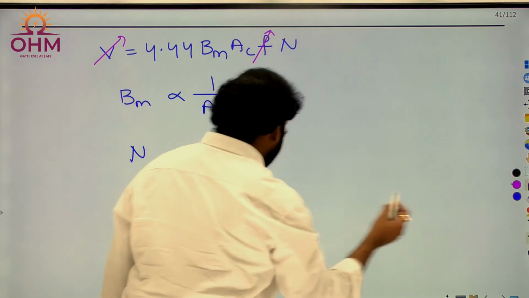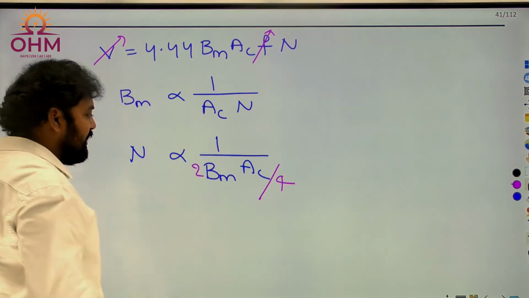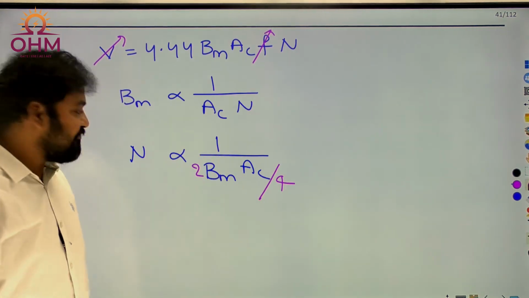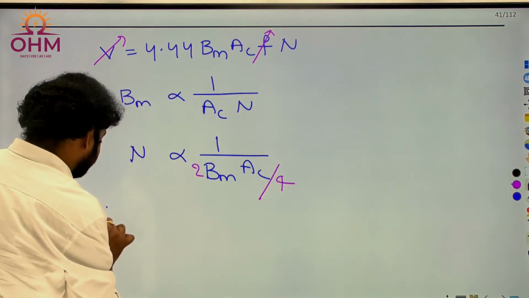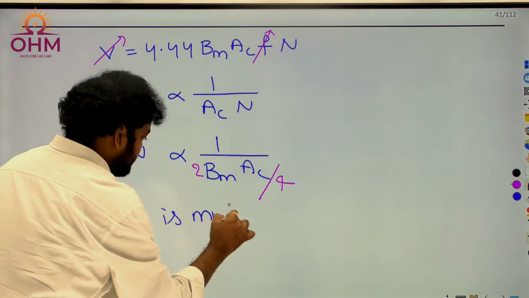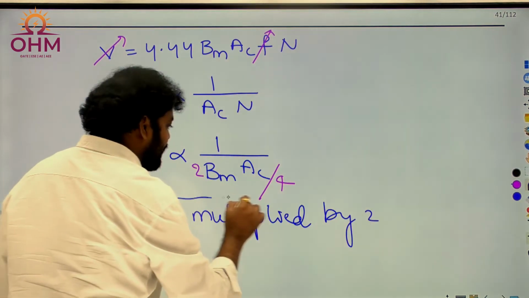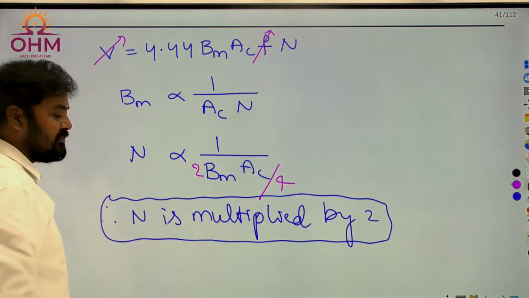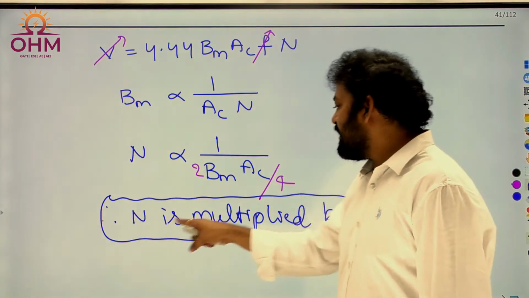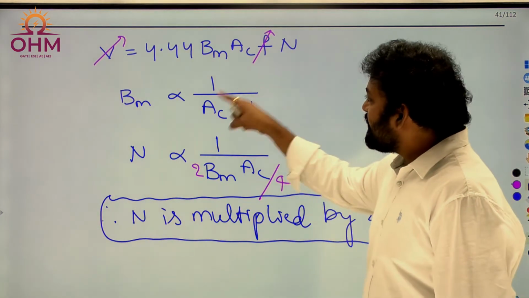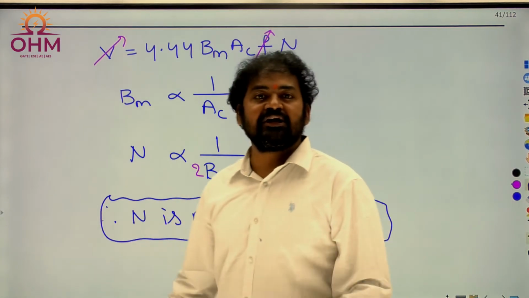Already we discussed area is divided by 4 and Bm is multiplied by 2. Bm multiplied by 2, area divided by 4, that means the number of turns will be multiplied by 2. Therefore, n is multiplied by 2. Is it the same conclusion we have drawn from magnetizing current also? Yes. In order to keep magnetizing current constant, there also we understood that number of turns must be multiplied by 2. Even in order to maintain hysteresis loss constant, we have to multiply number of turns by 2.